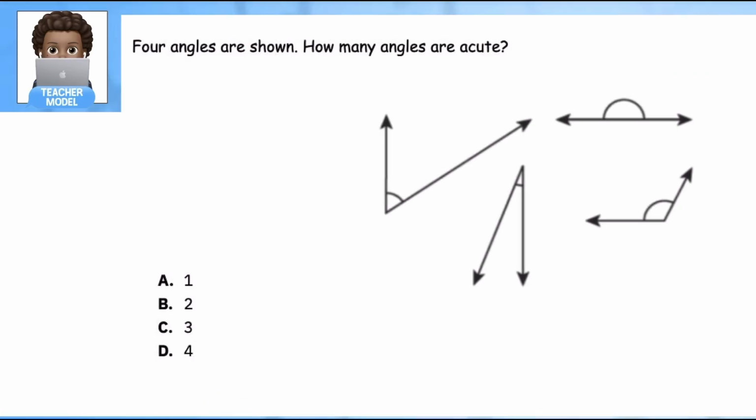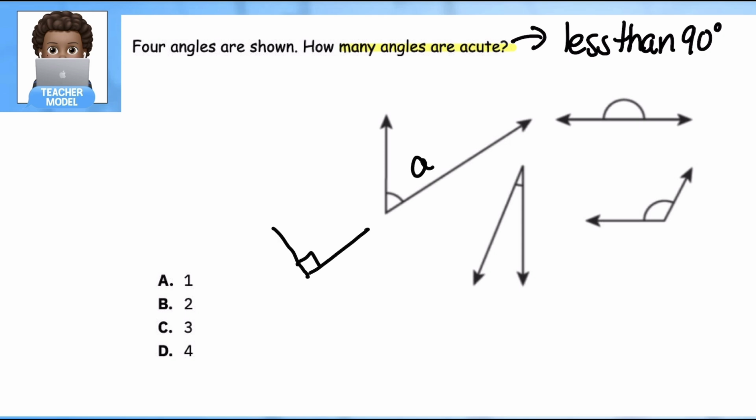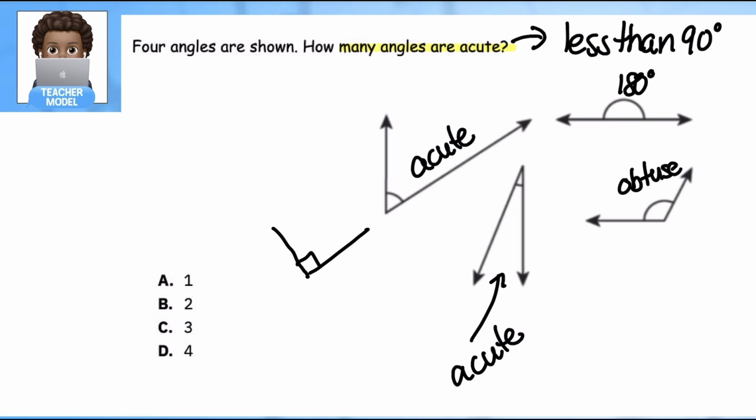So let's look at the next one. Four angles are shown. How many angles are acute? So when I think of acute, we already know less than 90 degrees, so smaller than those perfect angles. If I had my protractor, or right now I don't need it, a perfect 90-degree angle here would have looked like this. So this one's definitely acute. And this one's super small, so I know this one's acute. That's less than 90. This is a straight angle, that's 180. And this one is definitely wider than 90, so it is obtuse. So I have 2 acute angles.